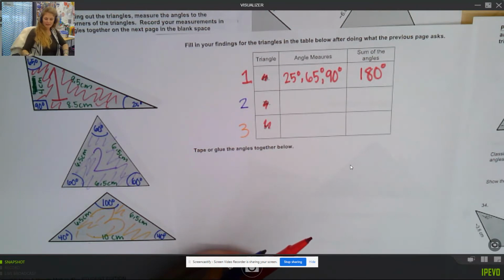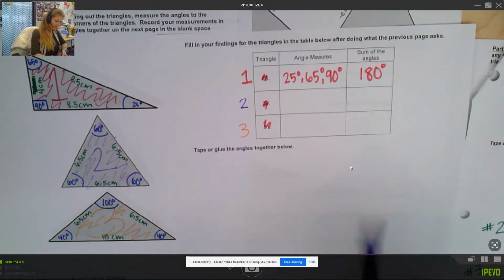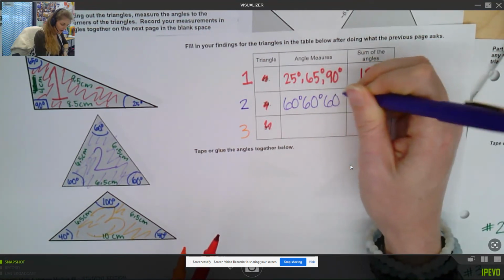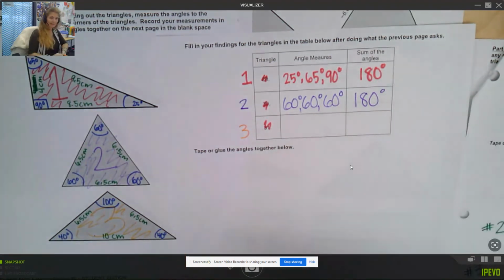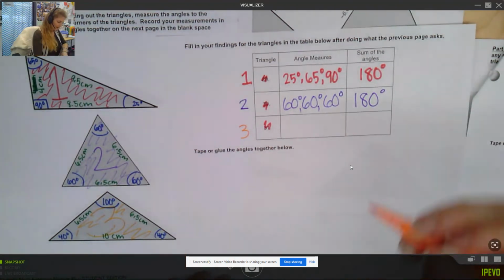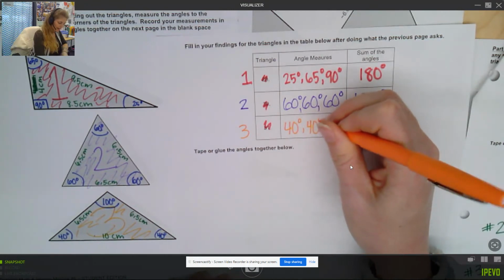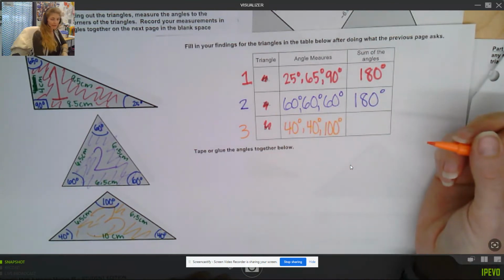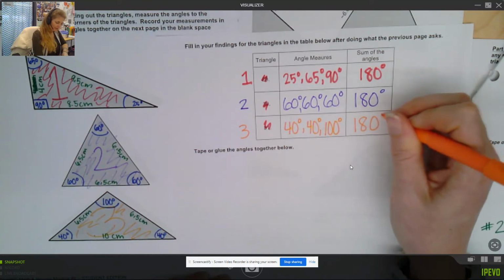So taking a look at our next triangle, you notice that all those angles are 60 degrees. It's in fact an equilateral acute triangle. And 60 degrees, 3 groups, that is 180. And if we look at our third triangle, this is an isosceles obtuse triangle, 40 degrees, 40 degrees, and 100 degrees. Two sides are the same, and we have an angle greater than 90. This also adds up to be 180 degrees.